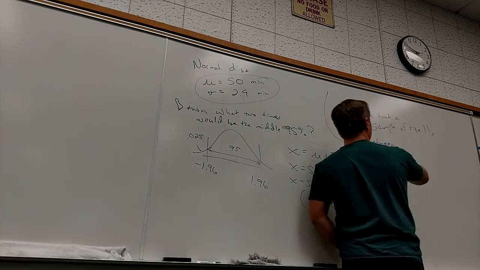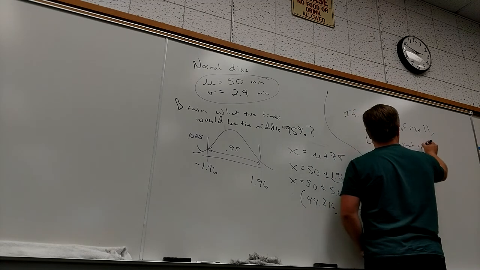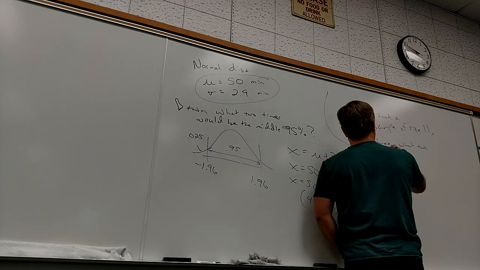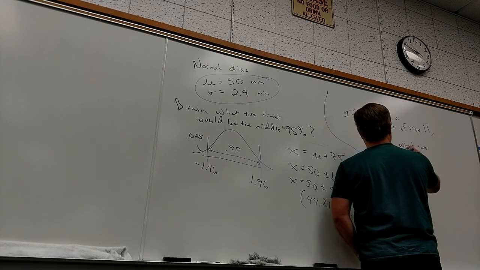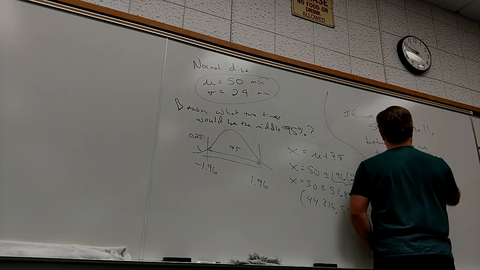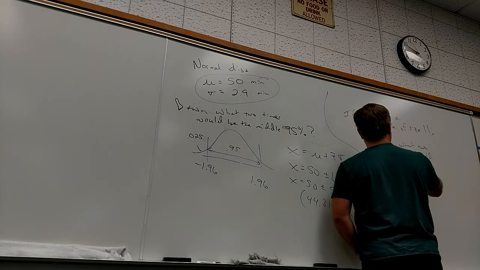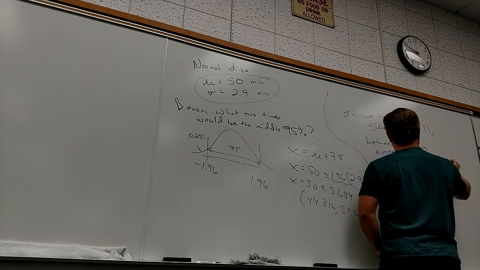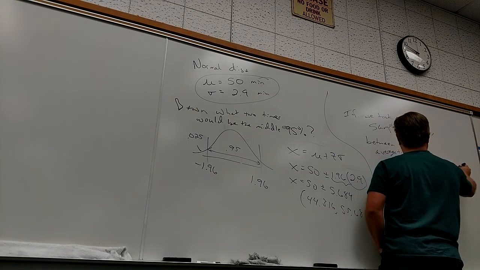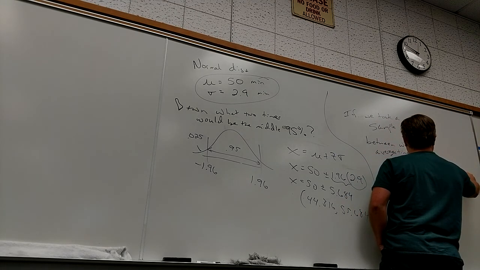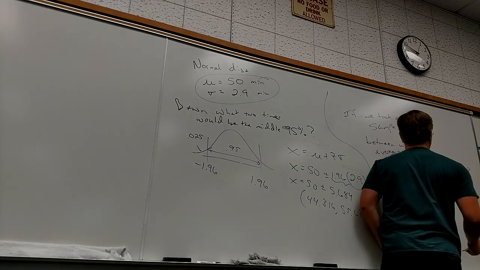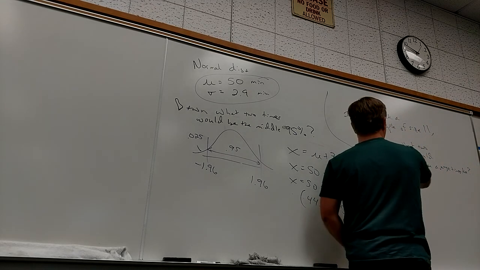You write the whole word out. Between what two average times would 95% of the average times be? Change what you find.